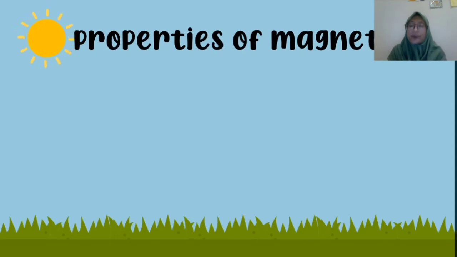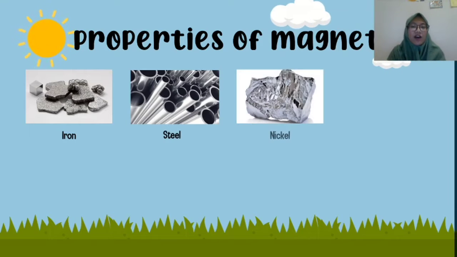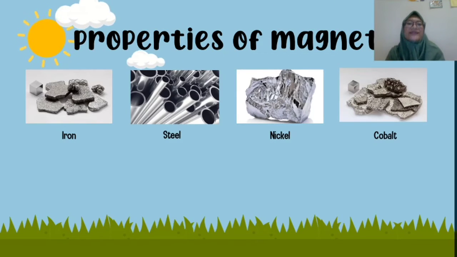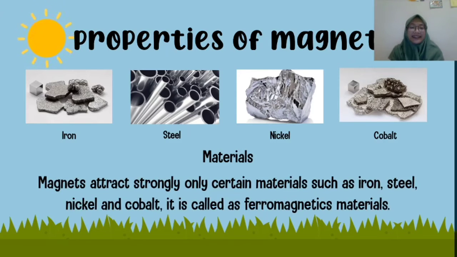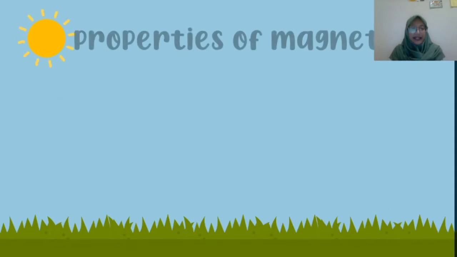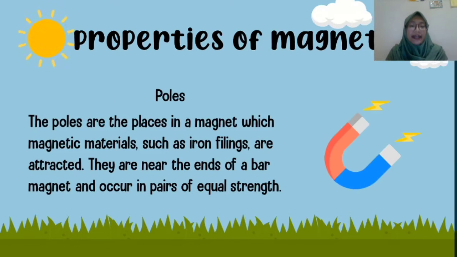So the first is properties of magnets. By seeing the material, can you guess what we are going to talk about? Yes, we are going to talk about the materials. Magnets strongly attract only certain materials, such as iron, steel, nickel, and cobalt, and they are called ferromagnetic materials. And then the next, the poles. The poles are the places in a magnet where magnetic materials, such as iron filings, are attracted. They are near the ends of a bar magnet and occur in pairs of equal strength.